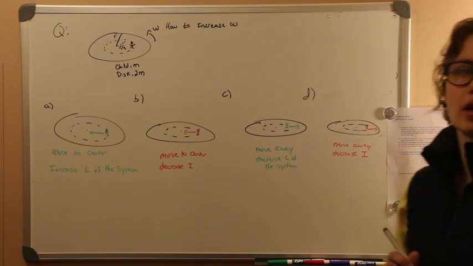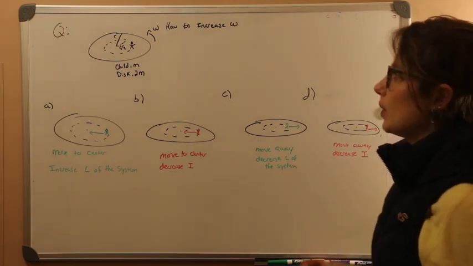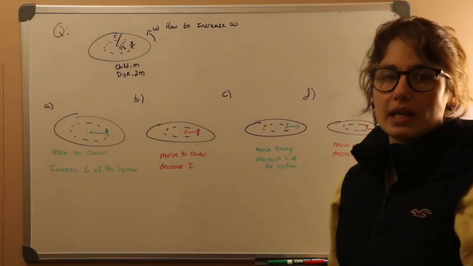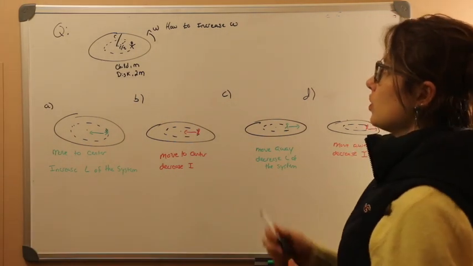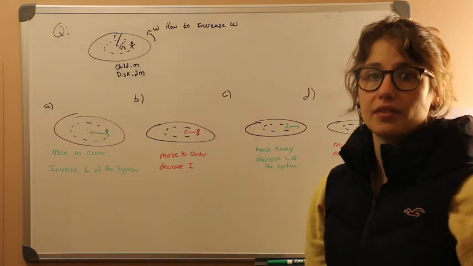Okay, this is set number 5 on angular momentum. First is a multiple choice question, where we have a disk of mass 2m and a child of mass m. Our goal is to increase the omega of the system. So we want our ride to end up going faster.